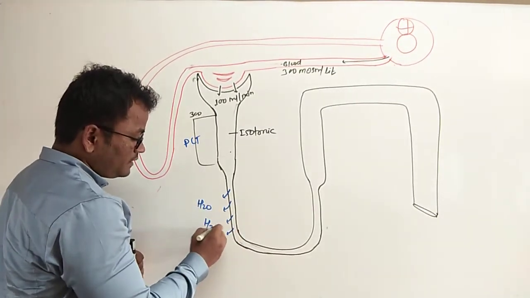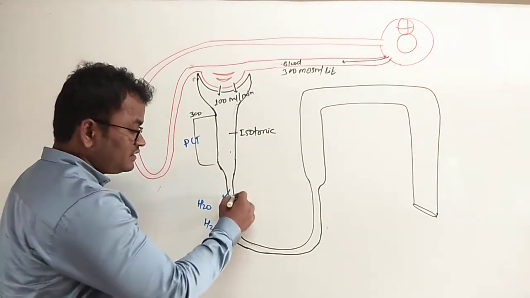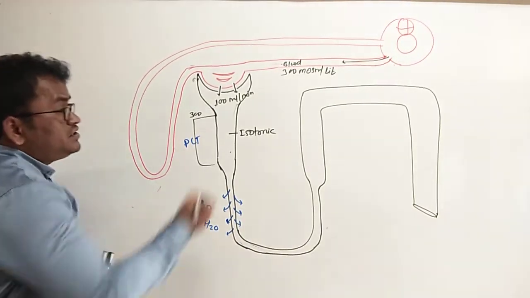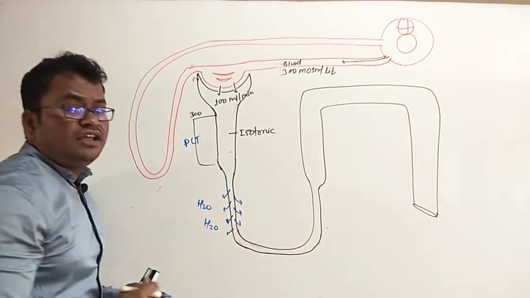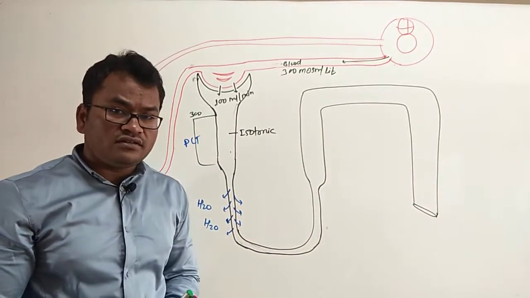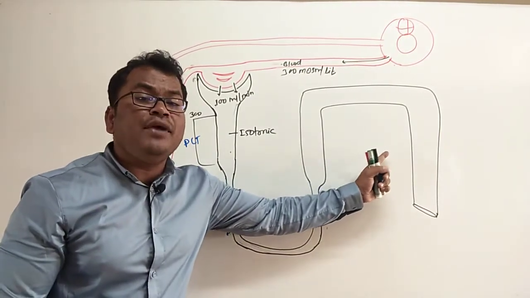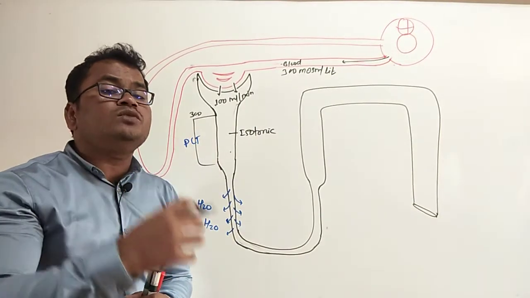Water is reabsorbed, or water leaks, from this descending limb. Let's see, this is Bowman's capsule. PCT and DCT are present in the cortex region, and this loop of Henle is present in the medullary region. In the medullary region of the kidney, osmolarity is high and increased.